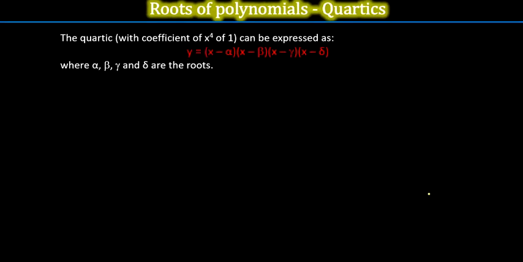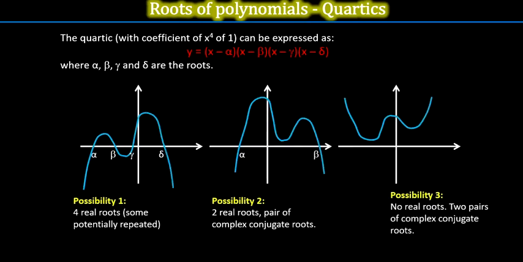In the case of degree 4, you have four factors. It means you're getting four roots. There are four possible points where the curve cuts the x-axis. Like here, we may have the first possibility, all four real roots. Another possibility is two real roots, but two complex roots in conjugate pairs.